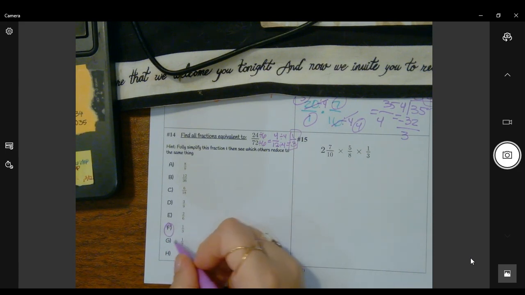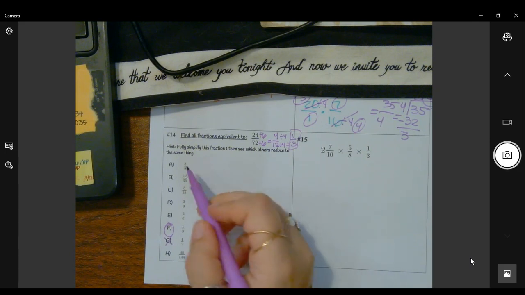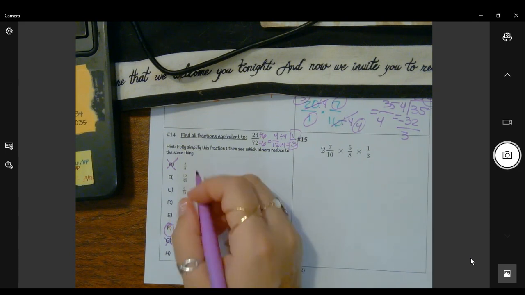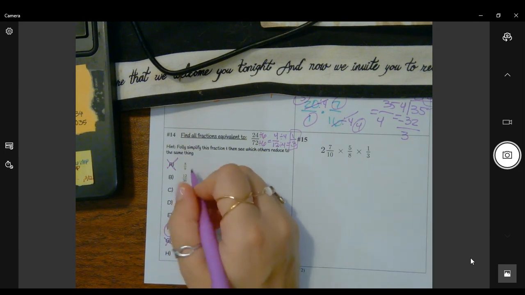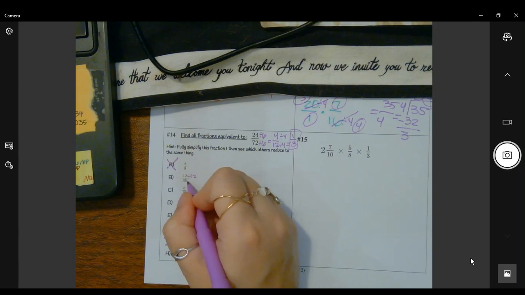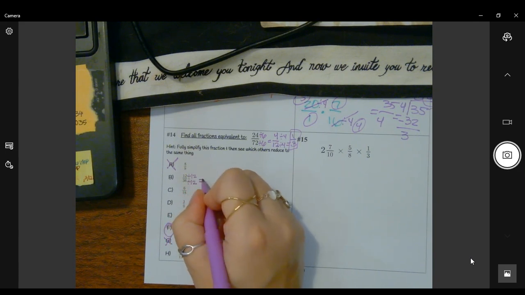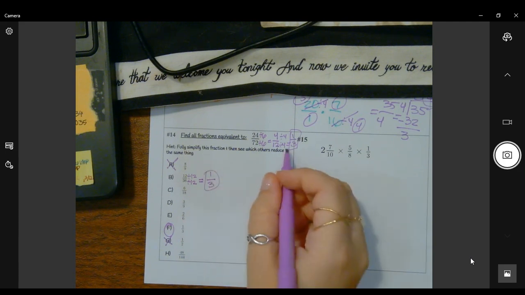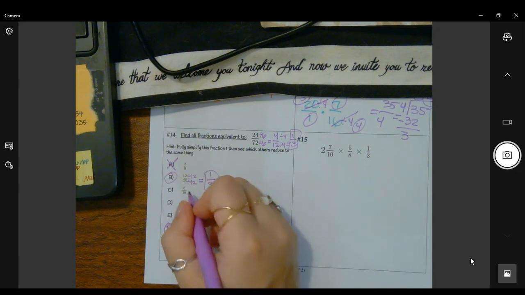That's all the way reduced and it's not a third. That guy's all the way reduced and it's not a third. But these others, I want to see what they reduce down to. So here, what can go into 12 and 36? 12 can. What is 12 divided by 12? 1. What's 36 divided by 12? 3. 1/3 is equivalent to 1/3, so that guy works.